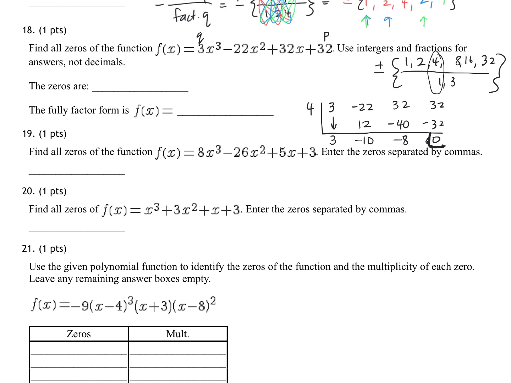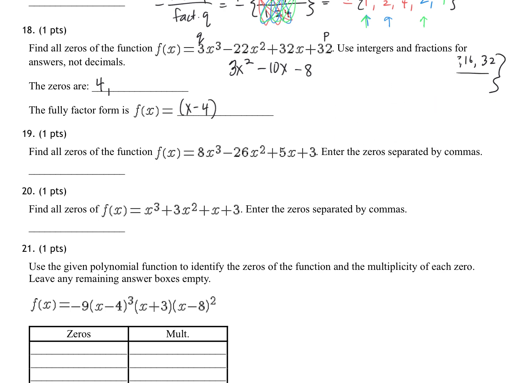Remember, you may not know which one works, so you'd have to guess and check until you find one that works. So now this is going to give us 3x squared minus 10x minus 8. The remainder is 0. So if 4 works, that means 4 is one of the zeros. That means one of the factors is x minus 4. So now I'm going to use the quotient and factor that again.